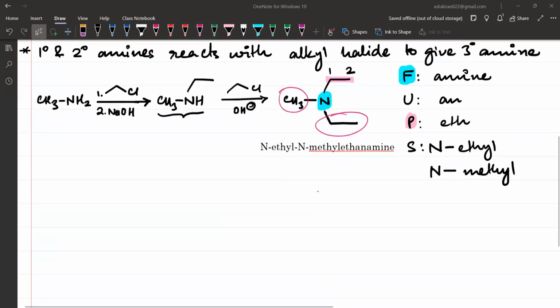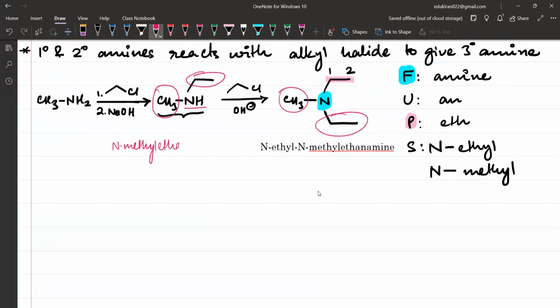Name of this compound. So in this case, the parent carbon will be these two carbon atoms. We have amine and we have one substituent. That means it is going to be N-methyl ethane amine. Okay, write this down. Lower your hand once. Please, you can lower your hand now.